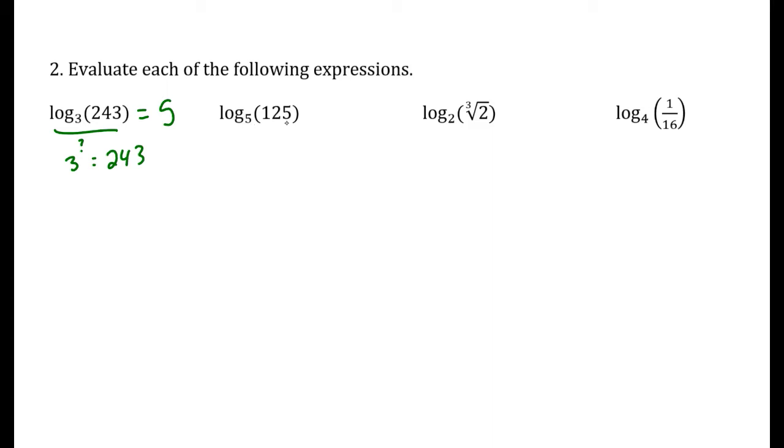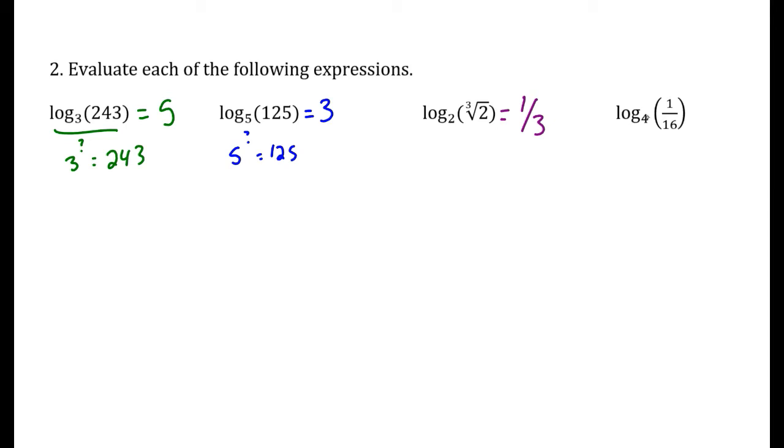Log base 5 of 125, 5 to what power is 125? Well, 5 to the third is 125. Log base 2 of the cube root of 2. So 2 to what power gives me the cube root of 2? Well, hopefully you remember a cube root is a 1/3 power. So 2 to the 1/3 gives me the cube root of 2. So log base 2 of the cube root of 2 is 1/3. We can't forget our rational exponent rules, or power over root.